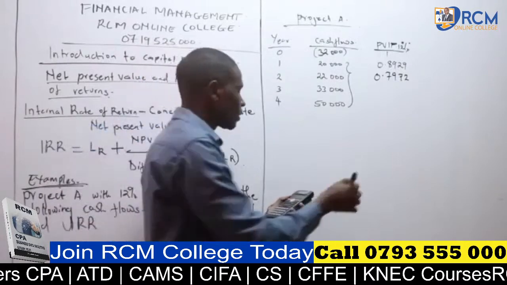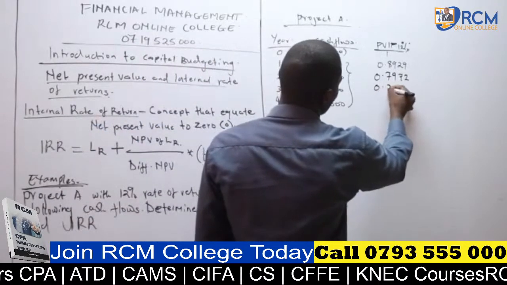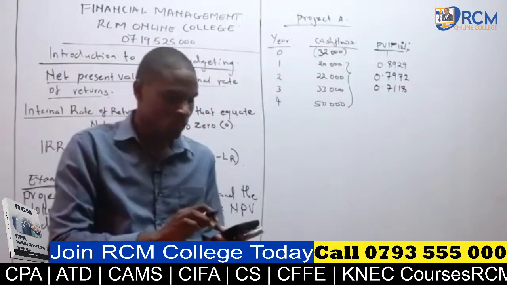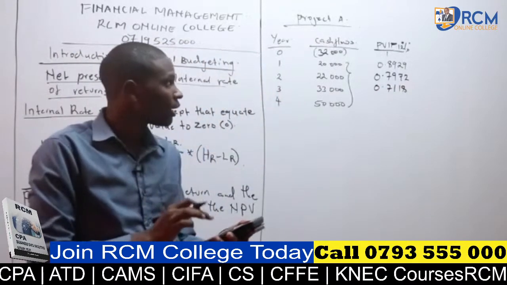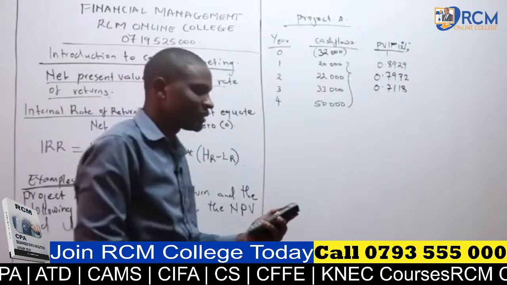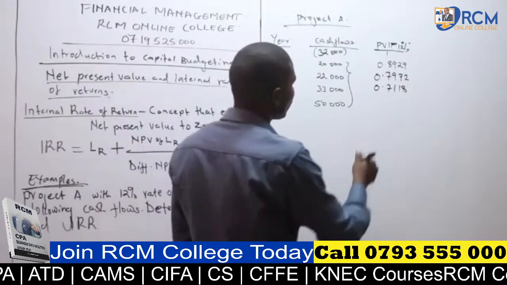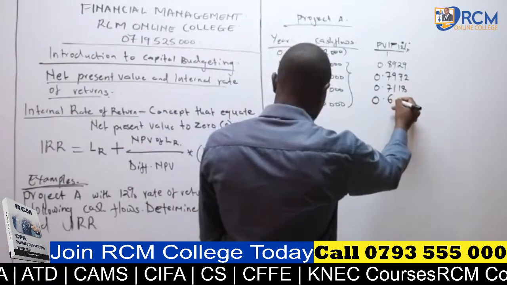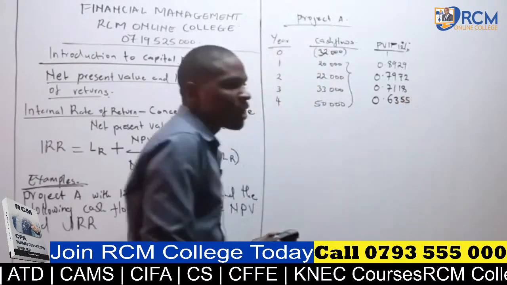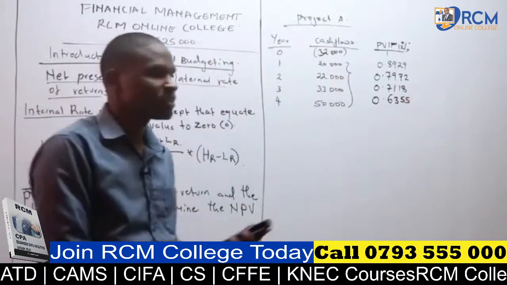Somebody else should be giving us for year 3, 1.12 raised to power negative 3. I'm having 0.7118. And the last one, whoever has computed there, what do you get? Raised to power negative 4 for the 4 years, 0.6355. I hope you people are getting that. Good. I'm having my PV at 12% for each year.